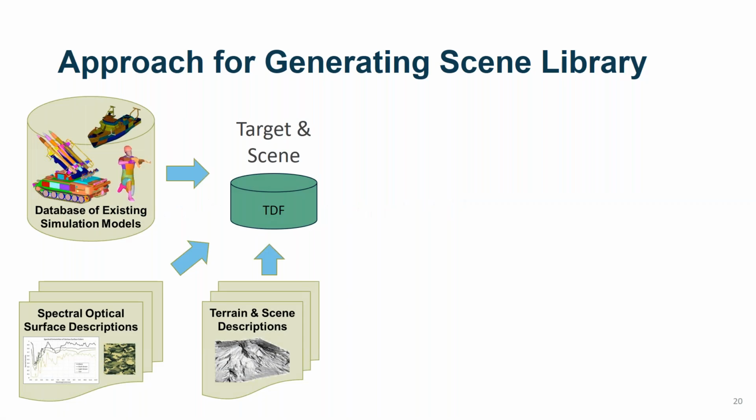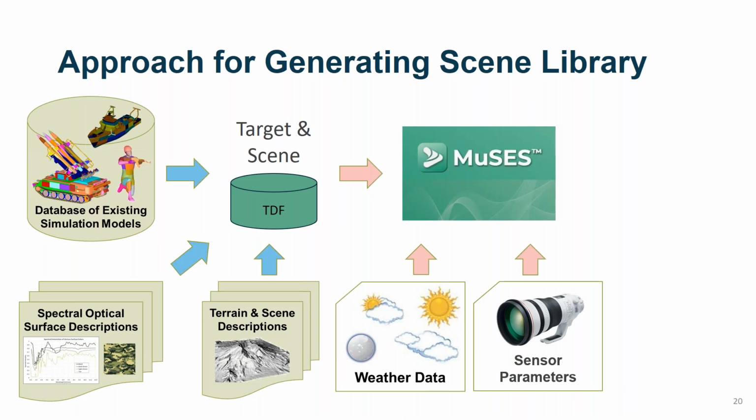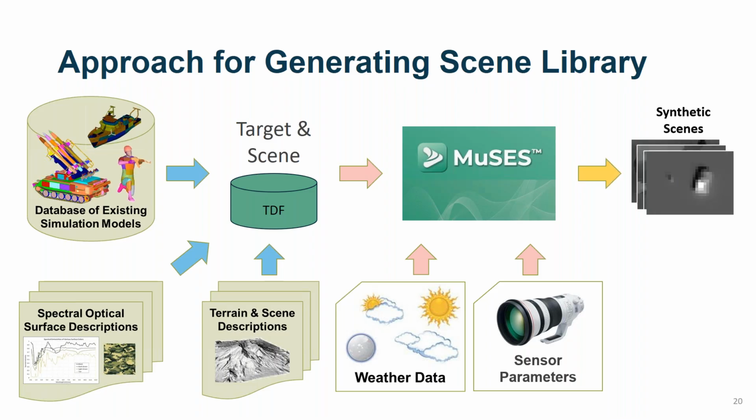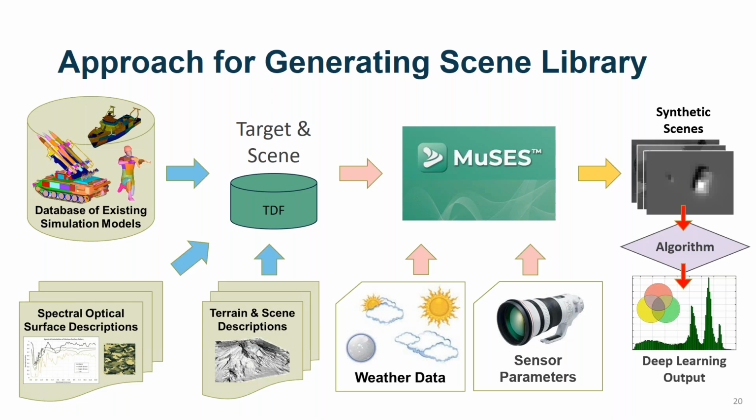Inside of each of our models, we have a geometry of a target from our existing model database, some optical surface descriptions and terrain descriptions. These models are fed into MuSES with weather data and sensor parameters. And after some analysis, we can generate synthetic images, which can then be fed into an algorithm to give some sort of deep learning output.